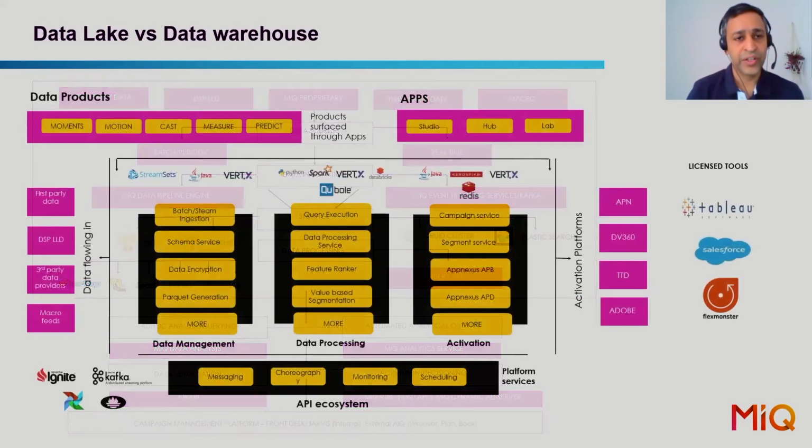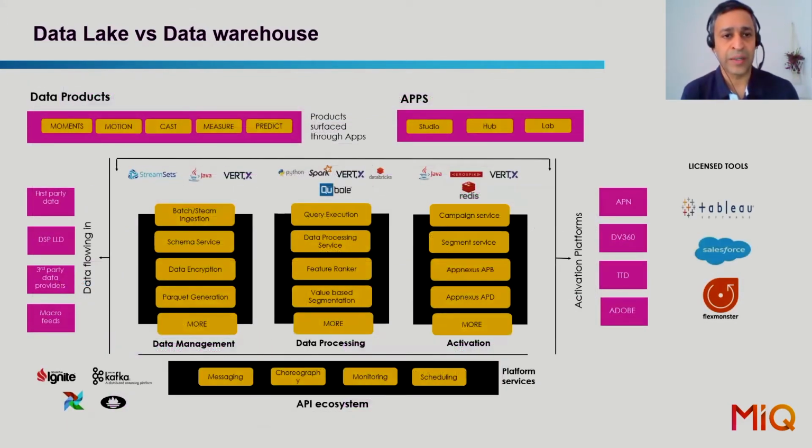So the next stage of evolution in this is, we turned a lot of our data capabilities into a microservices-based API ecosystem, right? As you can see, the three pillars of data management, data processing, and activation form the core of this ecosystem.